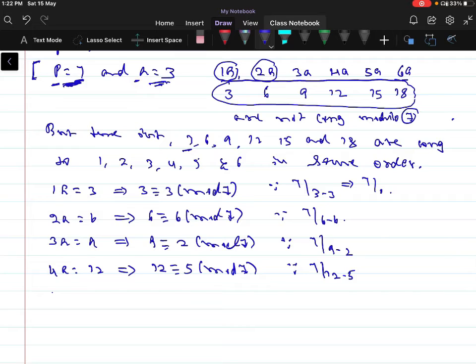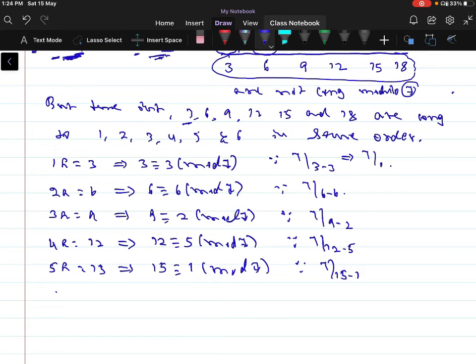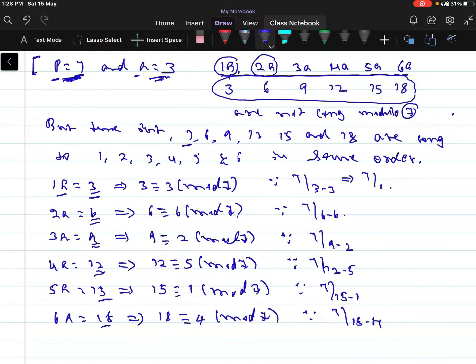So 5a is 15, so this implies 15 is congruent to 1 modulo 7, since 7 divides 15 minus 1. For 6a, which is 18, this implies the integers a, 2a, 3a, 4a, 5a, 6a, that is 3, 6, 9, 12, 15 and 18, are congruent to 1, 2, 3, 4, 5 and 6 in some order under modulo 7.